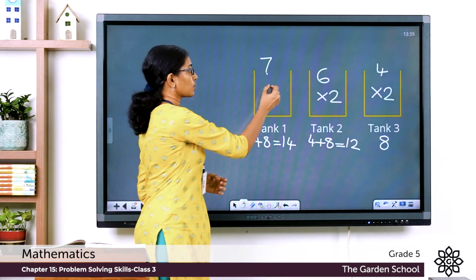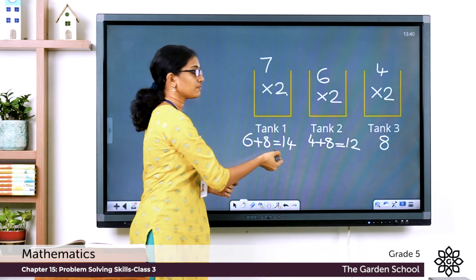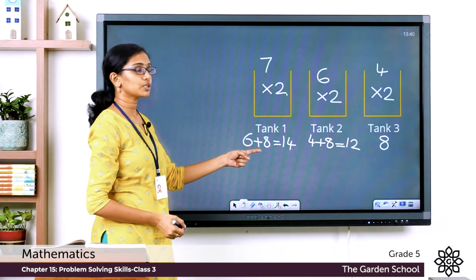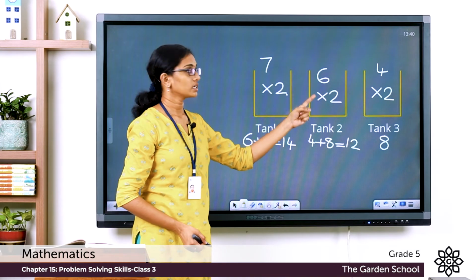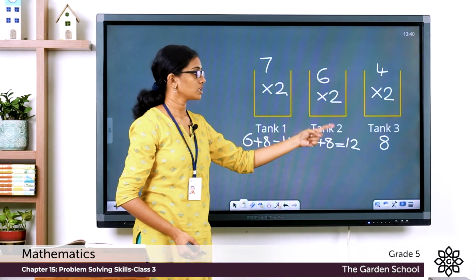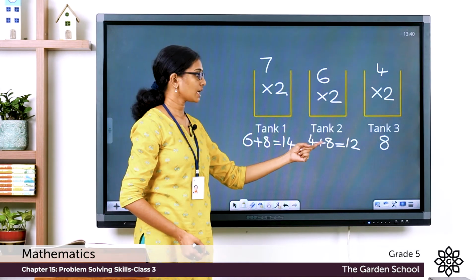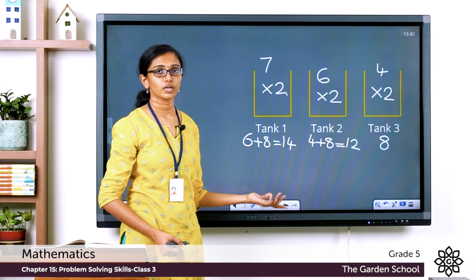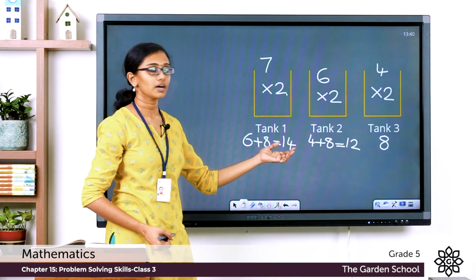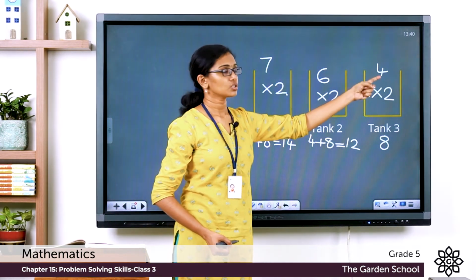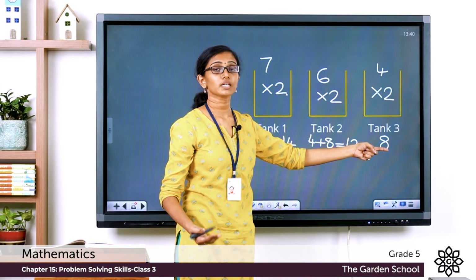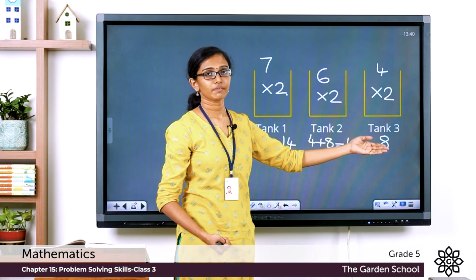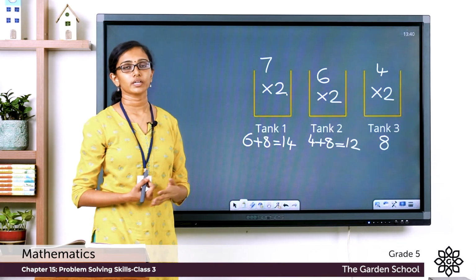She took a dip in tank 1, it doubled, became 14, gave away 8 of it to a girl. She was left with 6, moved to tank 2. She took a dip, it doubled. She had 12 flowers with her, gave away 8 flowers out of it to a girl. She was left with 4 flowers, moved to tank 3. She took a dip, it became doubled. She was left with 8 flowers. And she gave away all these 8 flowers to a girl.